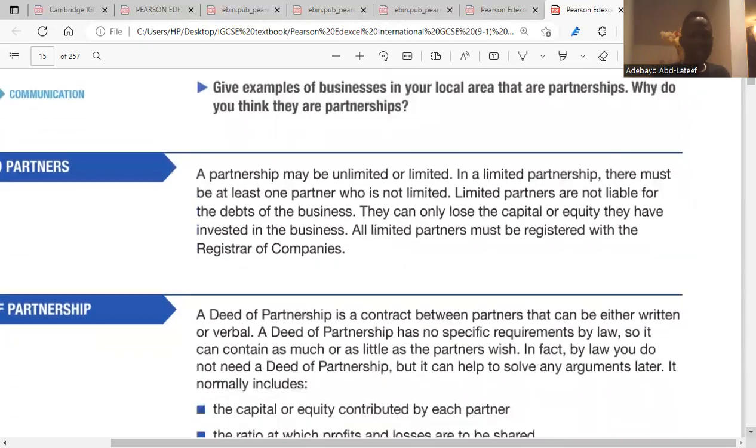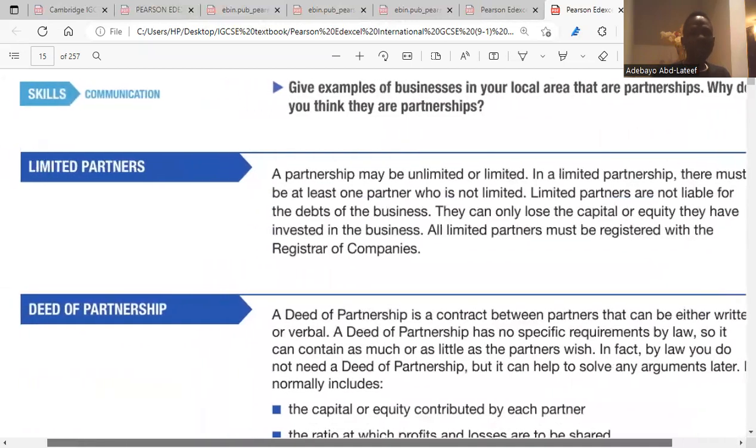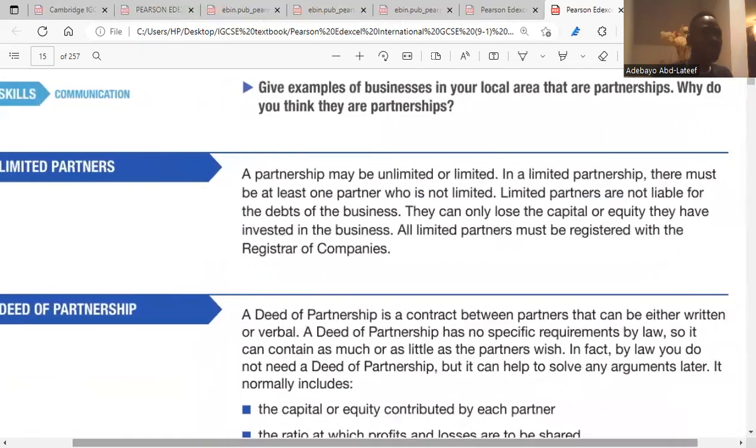Let's forget about giving examples. So here they said, limited partners, see below. But I already explained what a limited partner is to you. Look at what they said. In a limited partnership, there must be at least one partner who is not limited. Limited partners are not liable to the debts of the business. They can only lose the capital equity they have invested in the business. All limited partners must be registered with the registrar of companies.